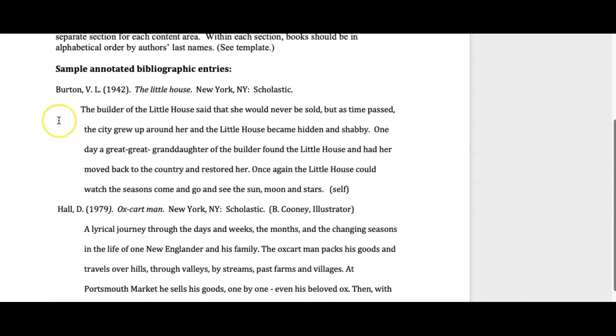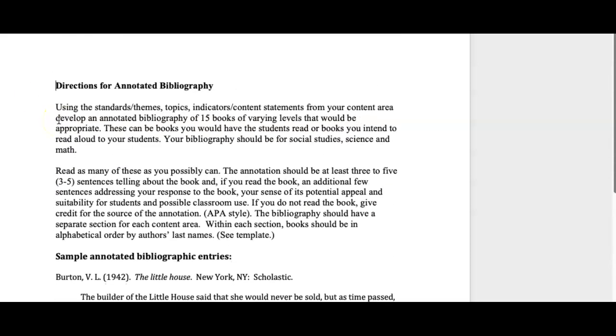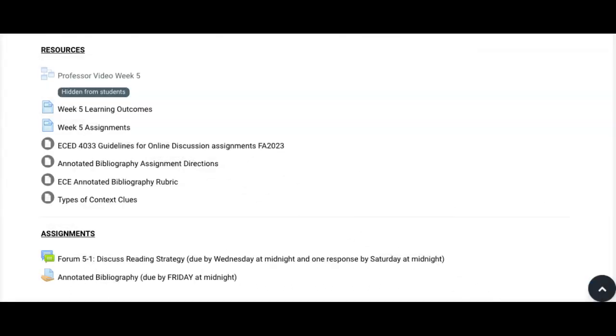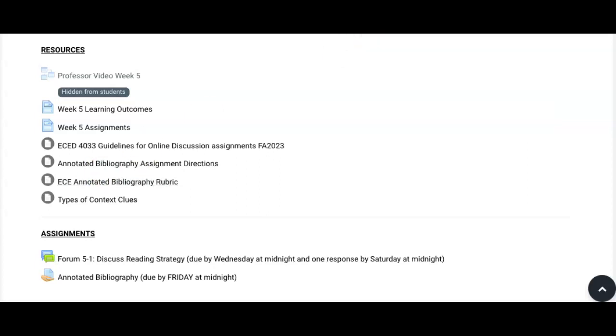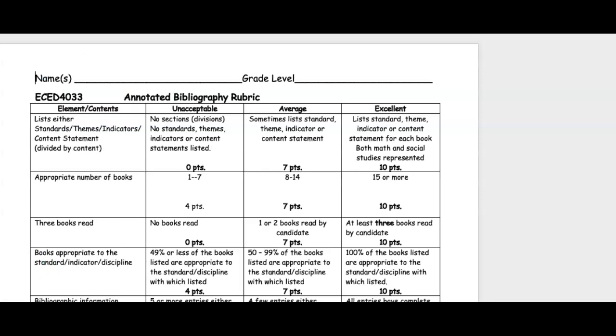If you have questions about this, please ask me. Here is the rubric. And this is due Friday by midnight, not on Saturday. It is due Friday.